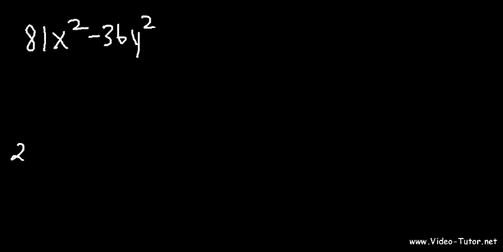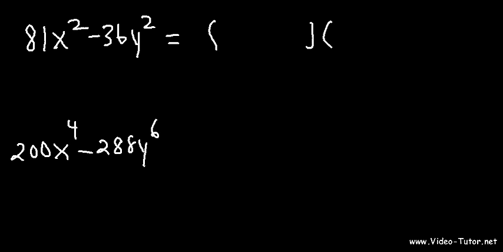Go ahead and try these examples. 81x squared minus 36y squared. And try this one as well. 200x to the 4th minus 288y to the 6th. So we can take the square root of 81 and 36. Those are perfect squares. So we can factor this one directly.